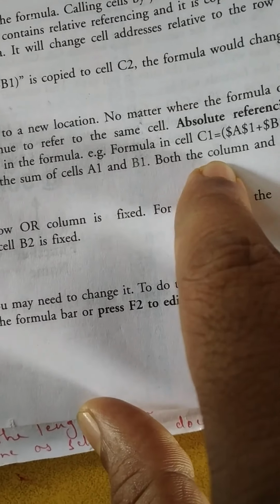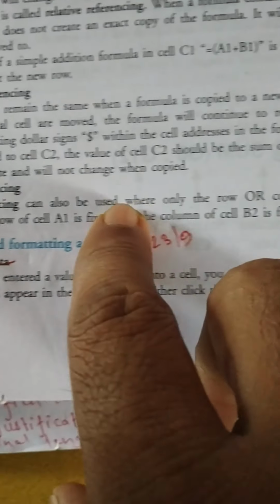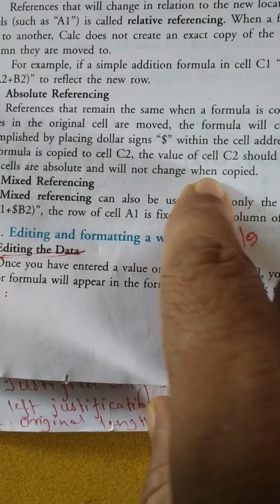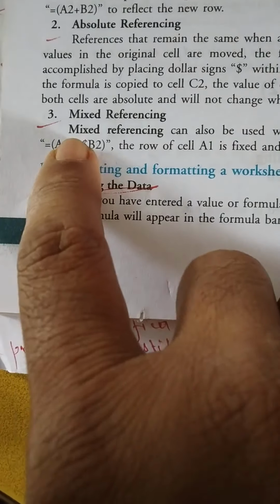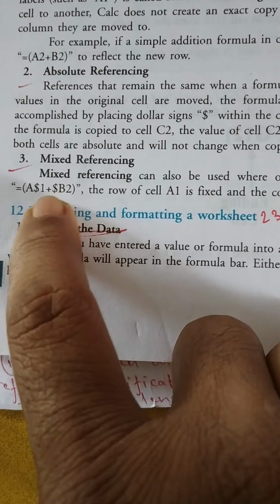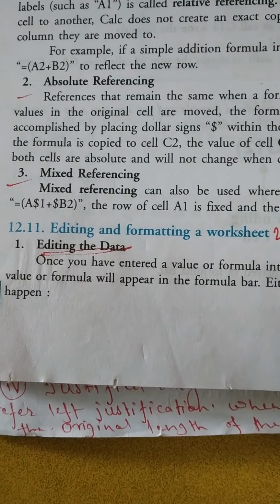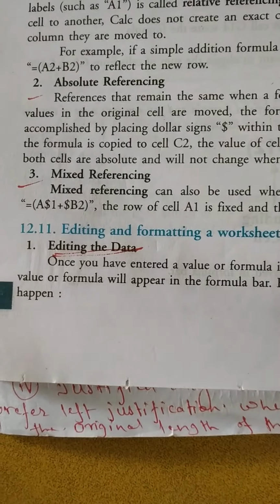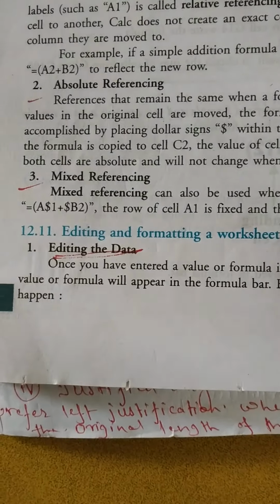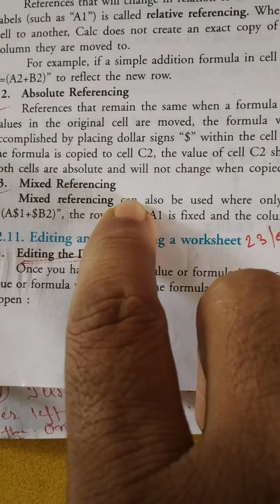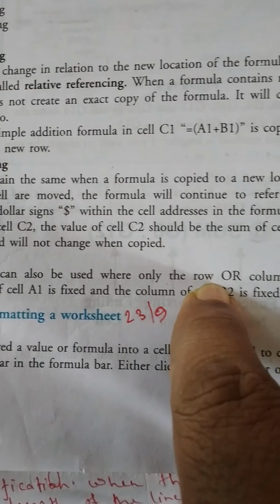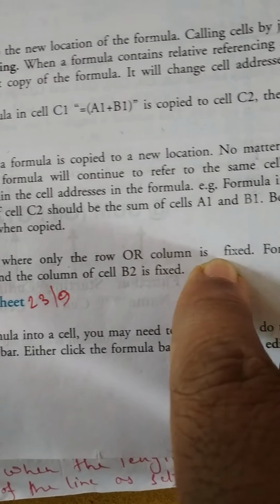Both the columns and the rows of both cells are absolute and will not change when copied. And now let us see what mixed referencing is. Mixed referencing means it is a combination of absolute referencing and relative referencing. Mixed referencing can also be used where only the row or the column is fixed.